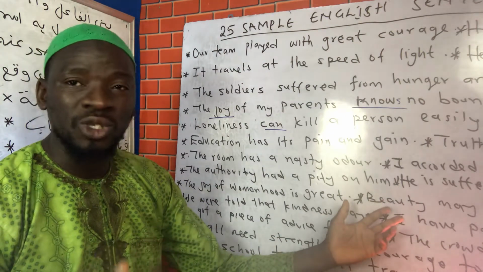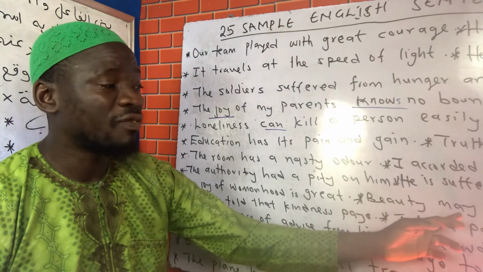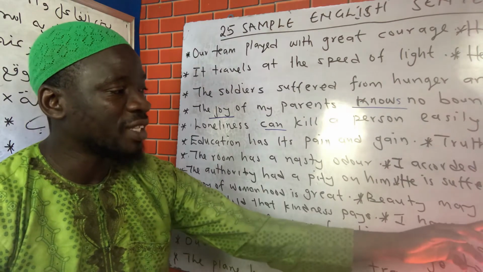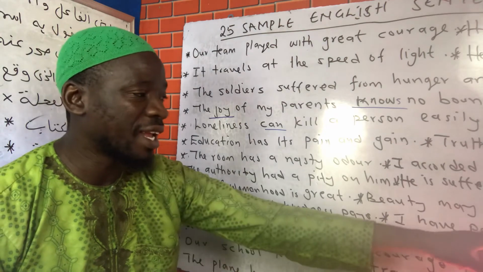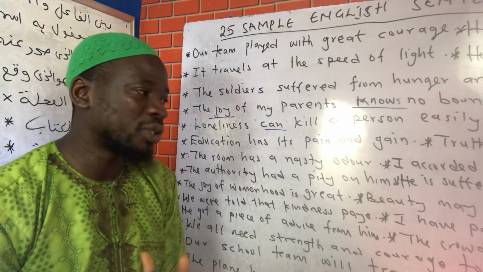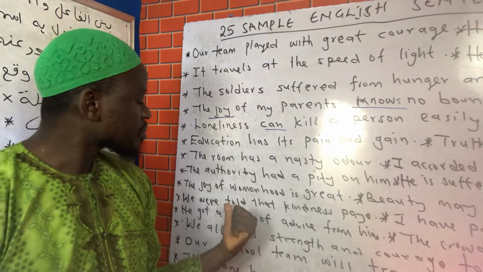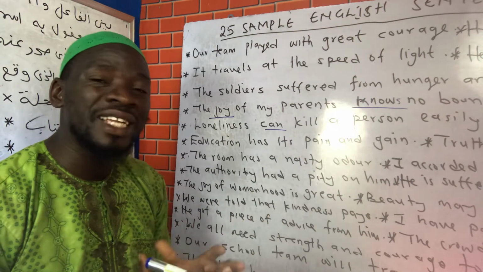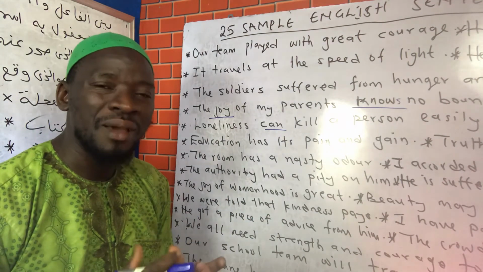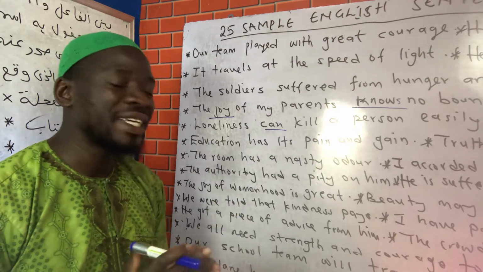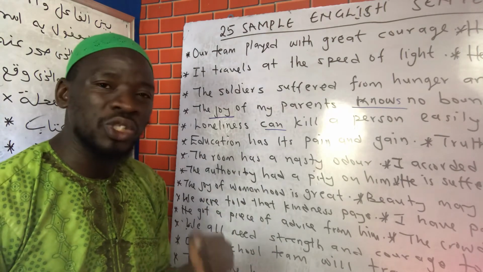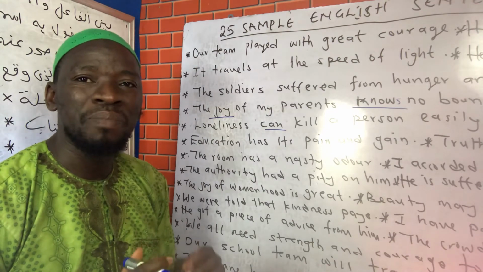Beauty here is the subject of the sentence, while the verb is may fade. Fade is also a verb, and that is lexical verb. Beauty may fade. We were told that kindness pays. Kindness pays. We were told that kindness pays.